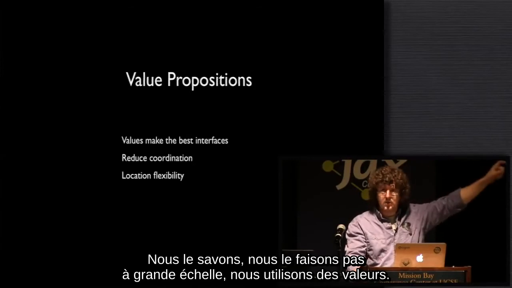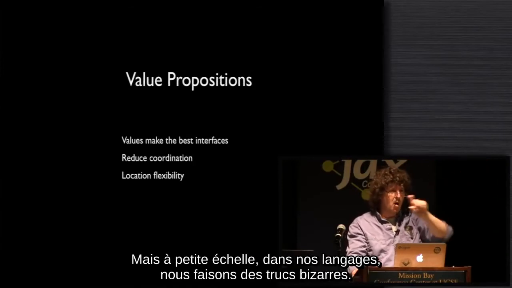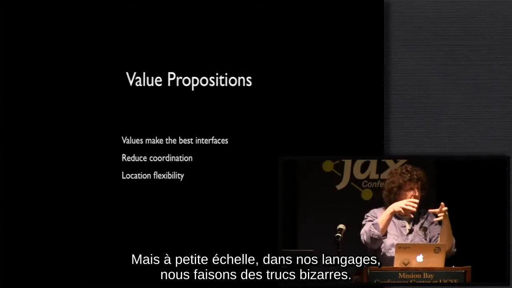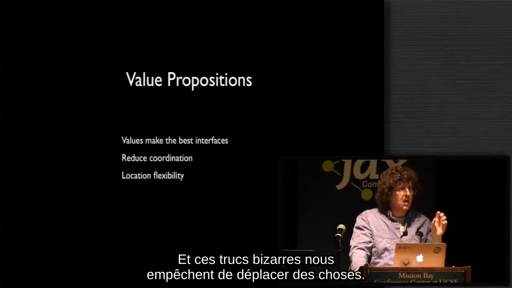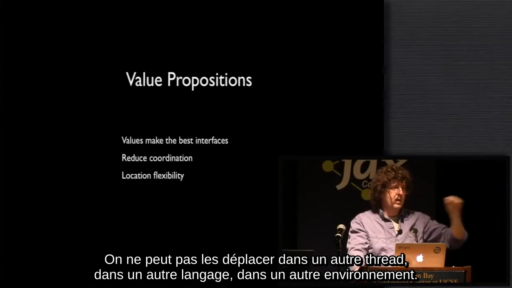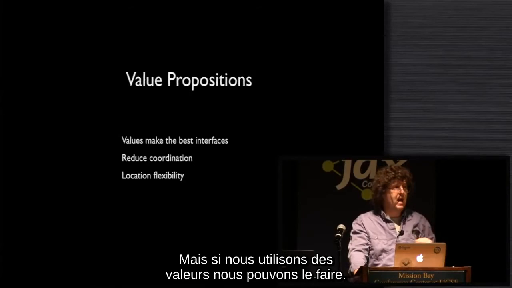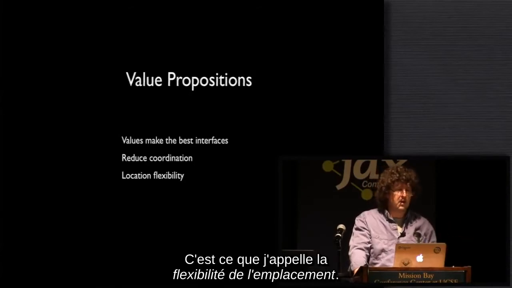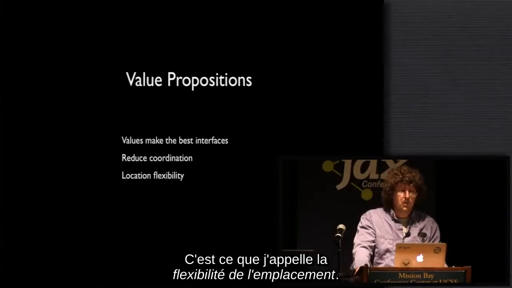We know we don't do this in the large. In the large, we communicate values. But in the small, in our programming language, we start doing icky things. And those icky things keep us from being able to move stuff. We can't move it to another thread. We can't move it to another language. We can't move it to another box. But if we're using values, we can. So that I would call location flexibility.